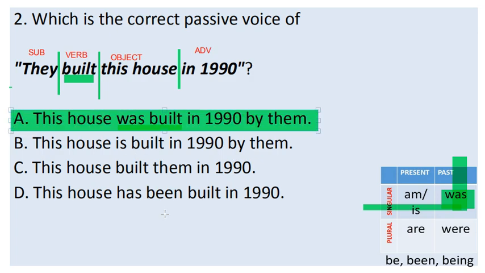Option B has is built. Wrong. Option C has this house built them. Also wrong. Option D, this house has been built. It is as well wrong. It is only option A that has the correct passive form of the given sentence. This house was built in 1990 by them. Let's move to the next one.